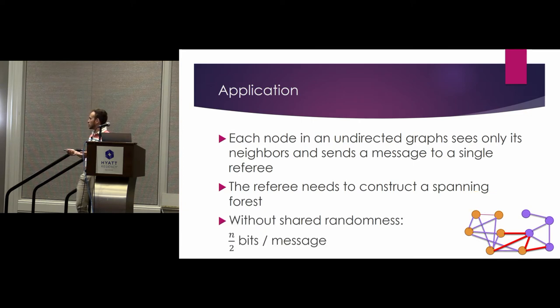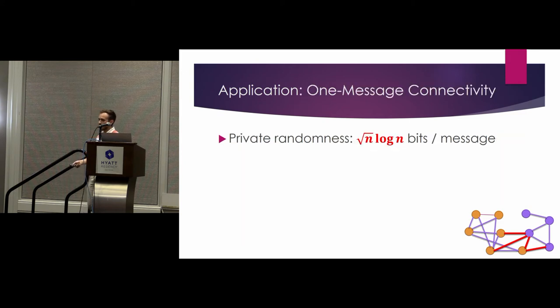So there are actually non-trivial things you can do if you have shared or public randomness, if each node can see the same random bits. But without shared randomness, the previous best thing that was known was the completely trivial n over 2 bits, which is roughly just sending everything. And we showed that with private randomness using our sampling lemma, you can get this down to roughly root n. It actually takes some more algorithmic ideas that I will not get into in this talk because I want to get a little bit into the proof of the sampling lemma.